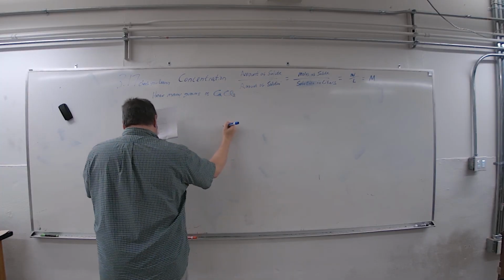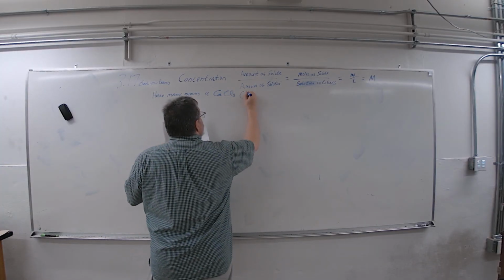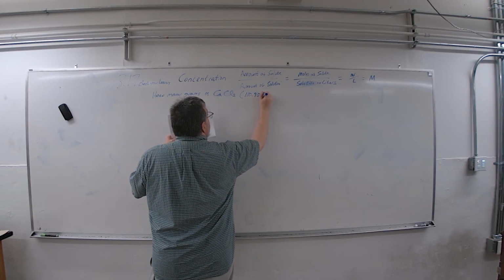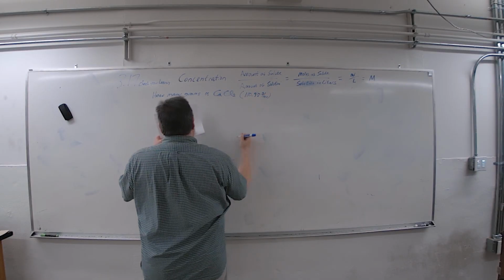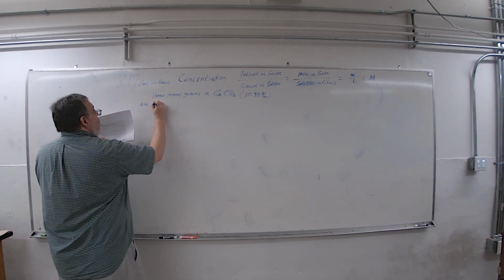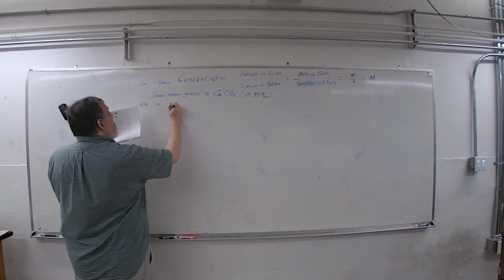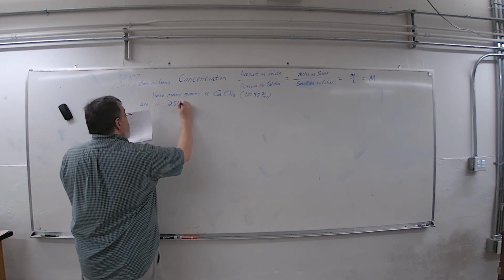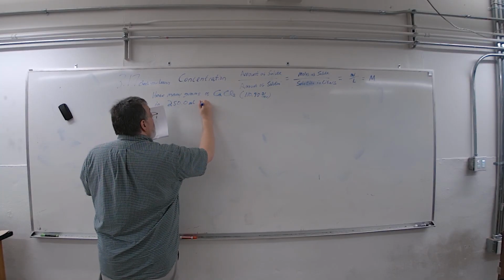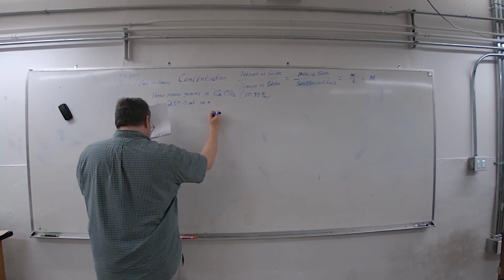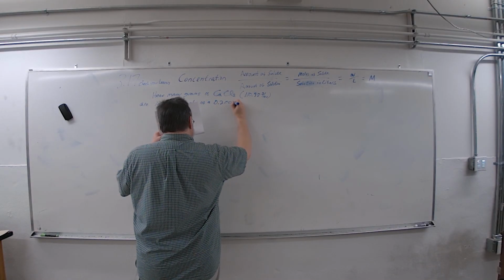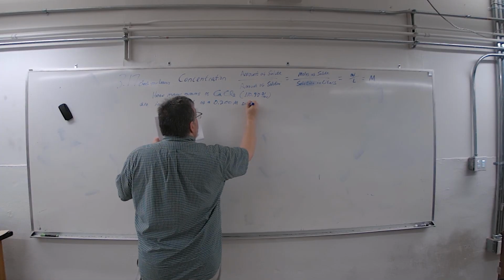CaCl2. They're nice enough to say 110.98 grams per mole, so we don't have to calculate it ourselves.